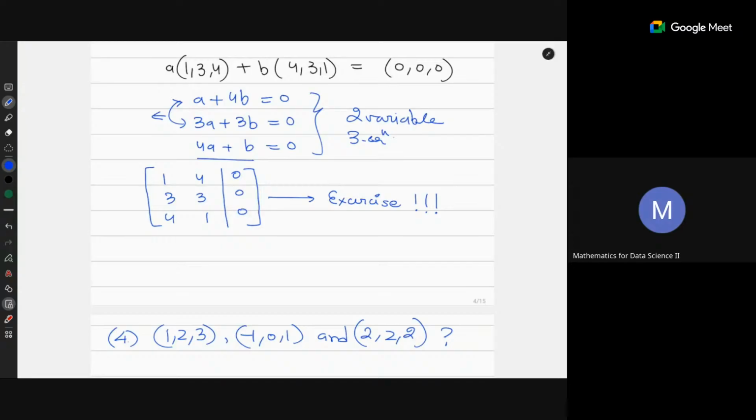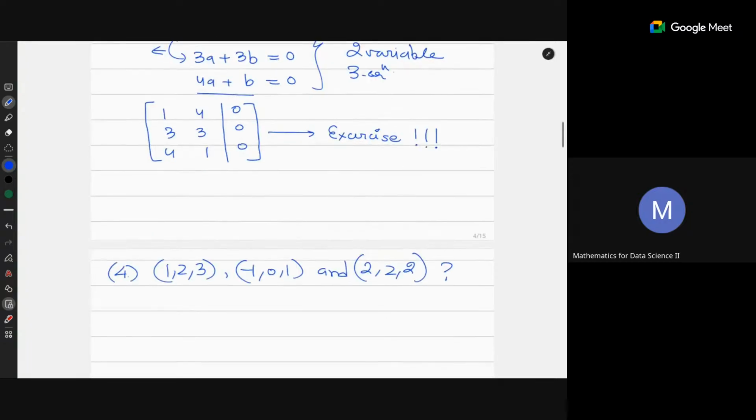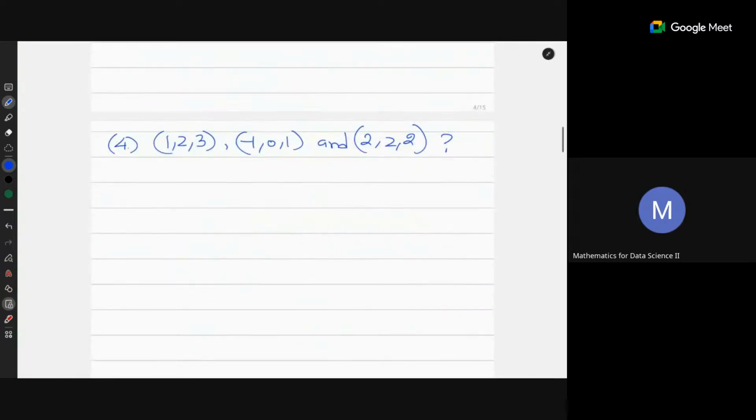That's the only solution. So that means, are they dependent or not? Yeah, they are not dependent. They are not dependent, right? Right. Now look at this.